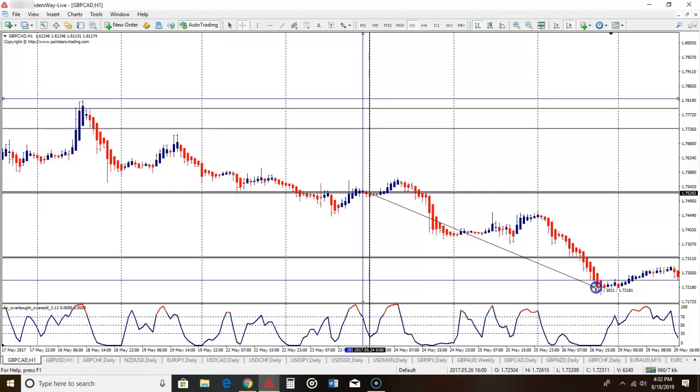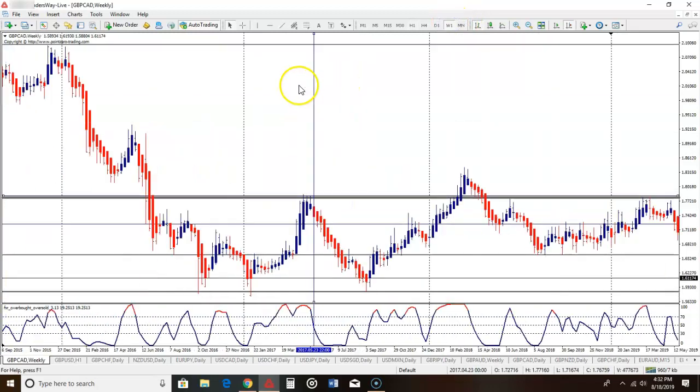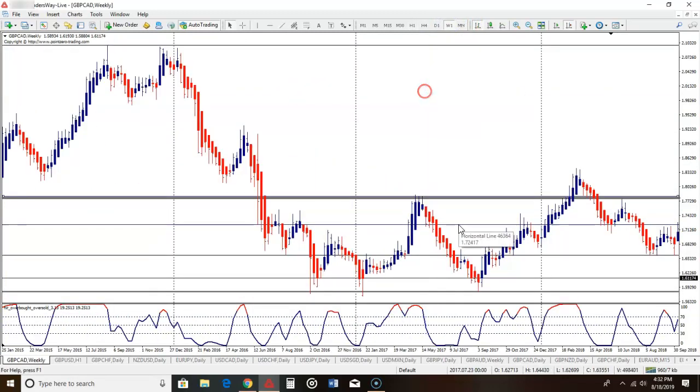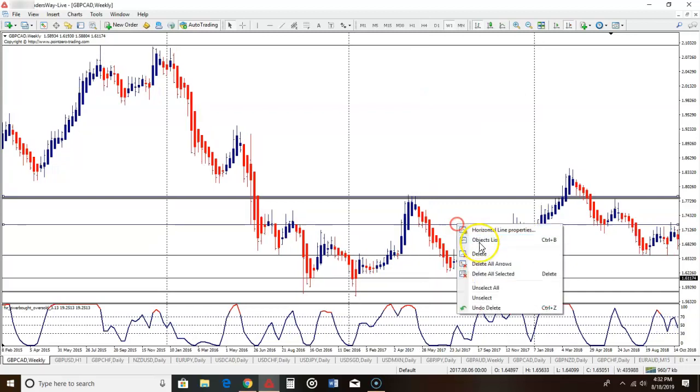See it, right? Come on, man. You see it, right? Let's do that again. Let's go back to the weekly. Let's clean this chart up. Get rid of all the lines that aren't support and resistance levels.